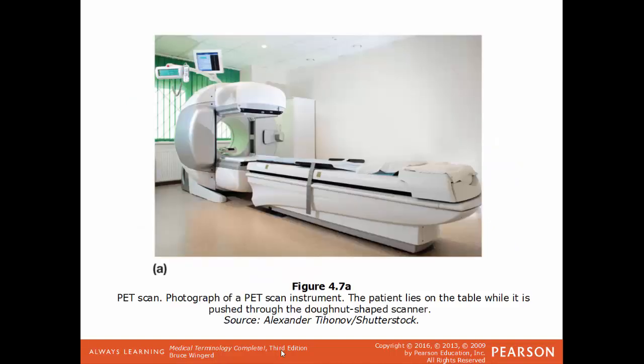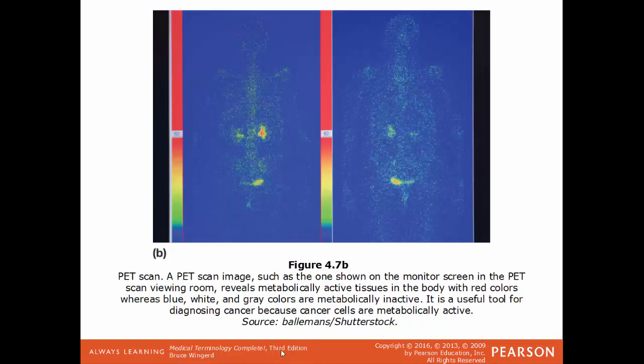And this is how this machine would look, a PET scan. The patient would lie down here and they would be rolled into this area here, and this will spin all the way around them multiple times. Okay, here's an example of how a PET scan would look. And for an image like this, wherever you see bright colors like red, those are areas that are metabolically active. And other colors like blue and white and gray are not active.